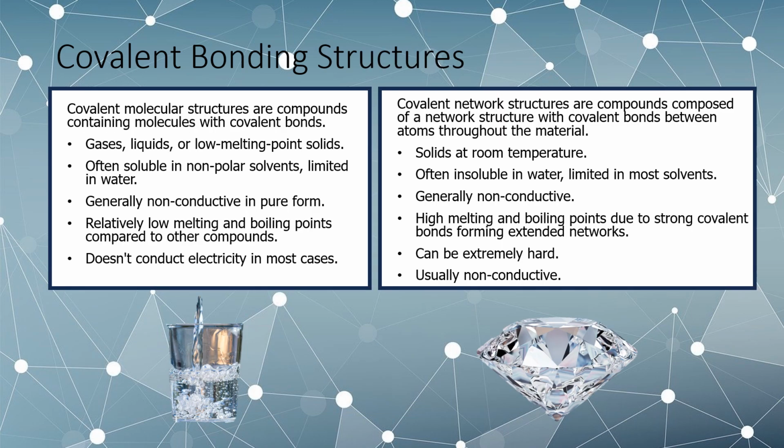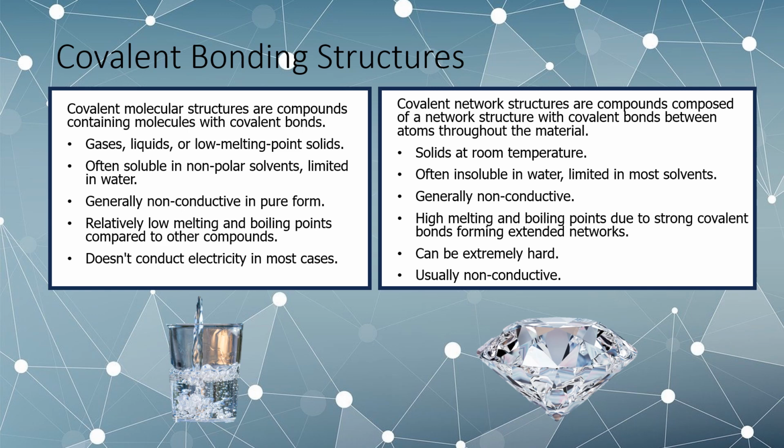Covalent structures can be split into 2 distinct groups: covalent molecular structures and covalent network structures. Covalent molecular structures are compounds containing molecules with covalent bonds, whereas network structures are a large network structure, as the name would suggest, where the bonds between atoms go throughout the entire material and are very strong. In most cases, there are some unique cases.